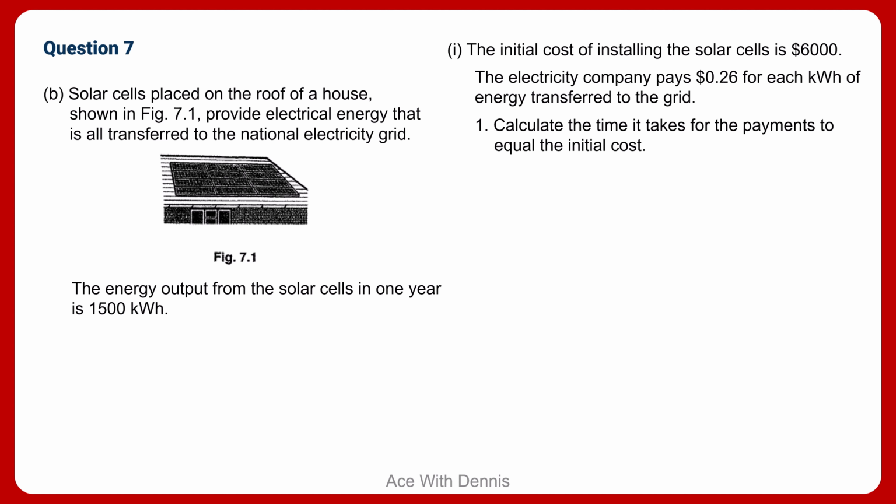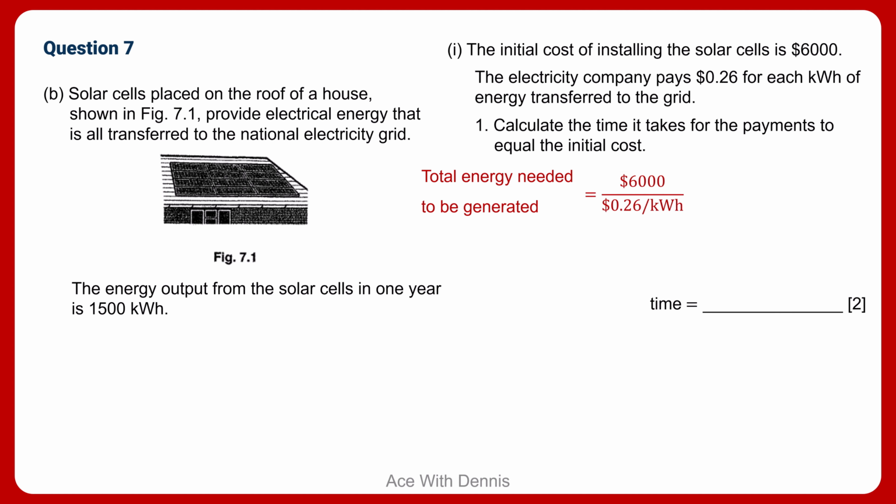1. Calculate the time it takes for the payments to equal the initial cost. 2 marks. Okay, so to calculate the time needed, first we need to find the total energy needed to be generated by the solar cells. So the cost is $6,000, and we divide by the amount paid by the electricity company, which is 26 cents per kilowatt hour, and we'll get 23,077 kilowatt hours of energy needed to be generated by the solar cells.